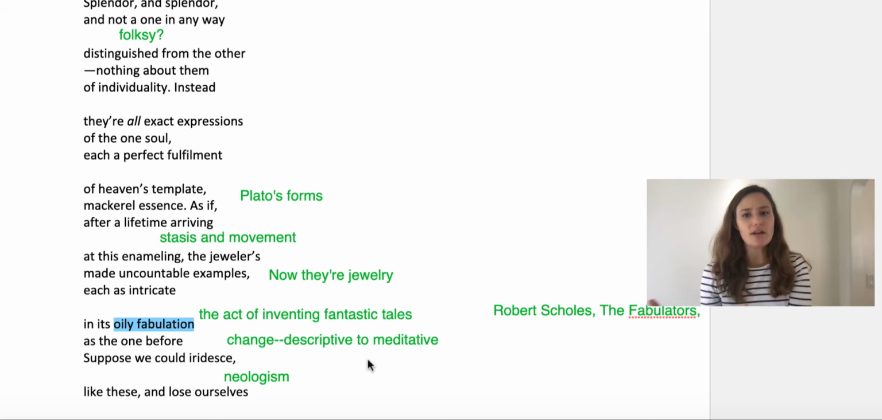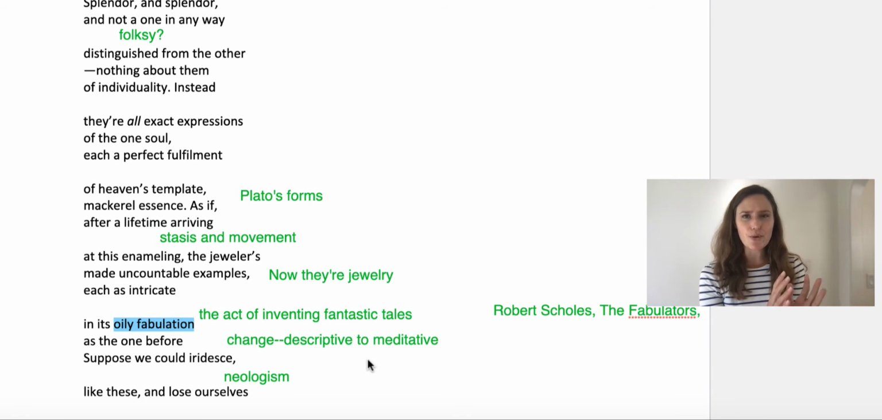And it's worth noting that fabulation is an idea that comes to us from a literary critic who wrote the book called The Fabulators. It's kind of funny that his name is Shoals, which sounds a little bit like schools and also looks like the word school for fish, school of fish, which is spelled differently. Probably just a coincidence though.